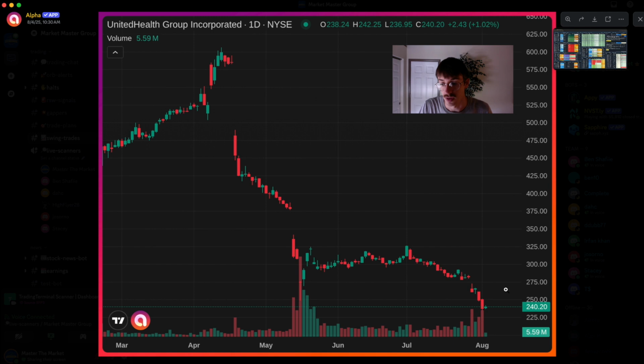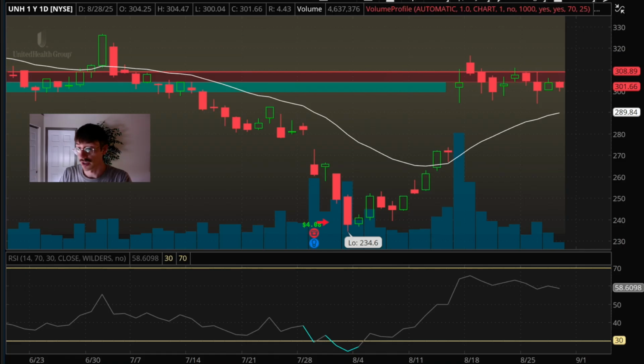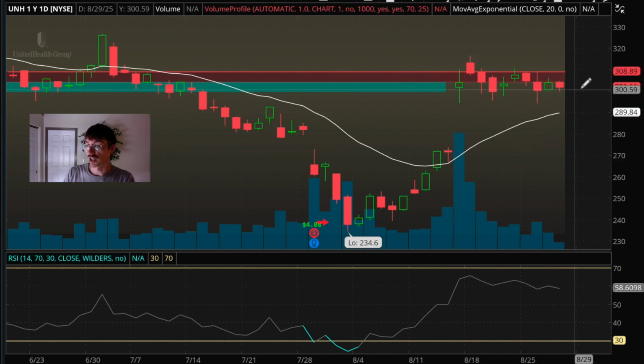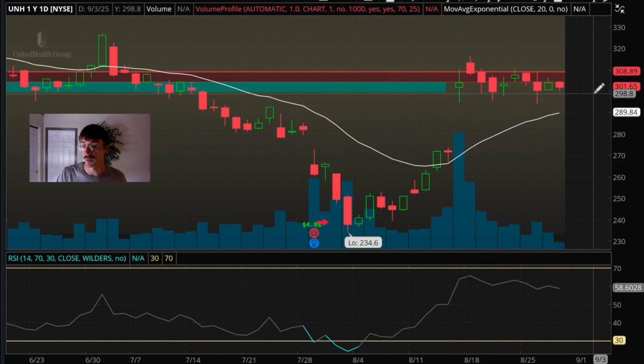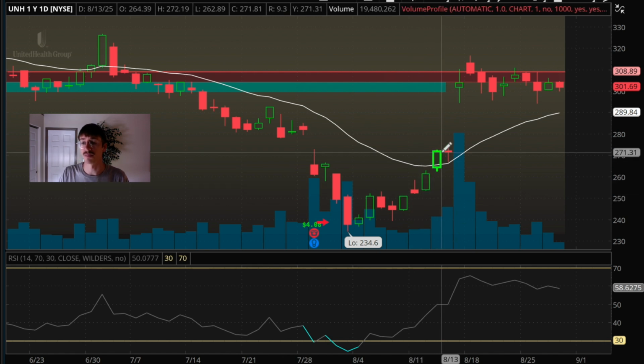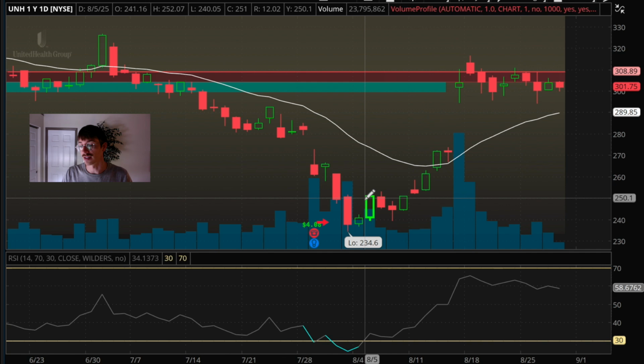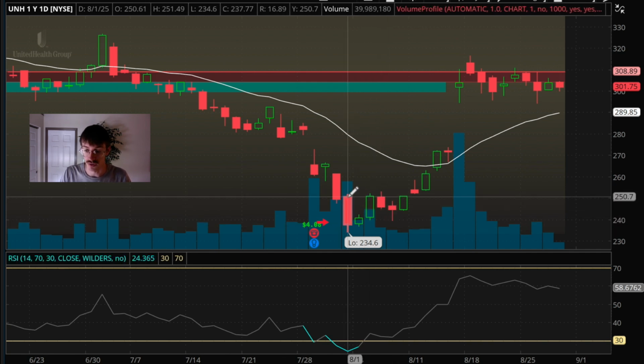At the time of this alert, UNH was trading at $240 per share. Currently, it's up about $60 per share just a few weeks later, and we can see that it's had pretty much a straight up bounce since the time of that swing trade alert. Now, the idea here is that we are not only investing in an oversold stock, but we're also investing in a stock that still has strong fundamentals and still is a strong underlying company.